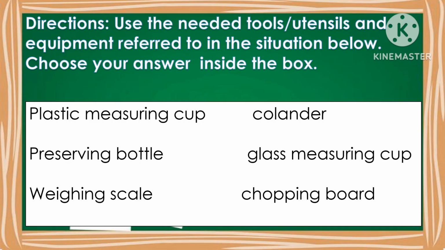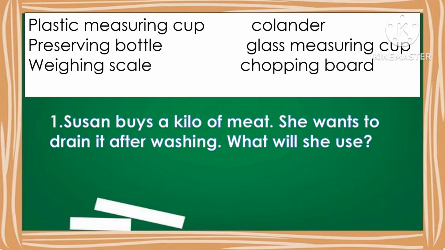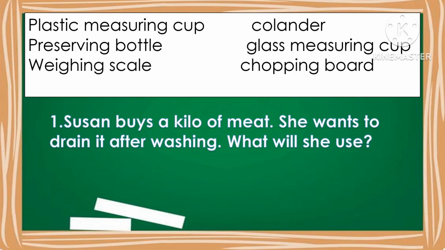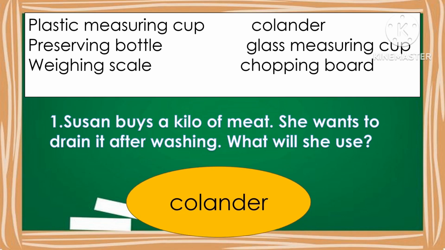Now let's have another activity. Use the needed tools or utensils and equipment referred to in the situation below. Choose your answer inside the box. I will give you 5 seconds to answer each item. Ready? Begin. Number 1. Susan buys a kilo of meat. She wants to drain it after washing. What will she use? The correct answer is colander.